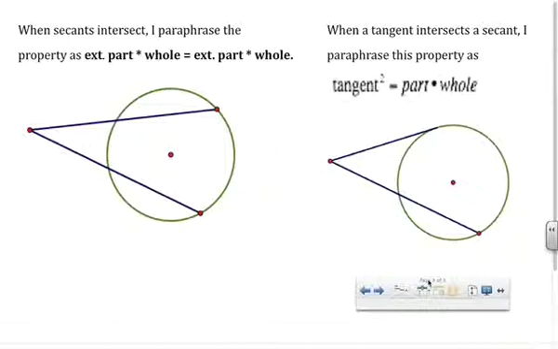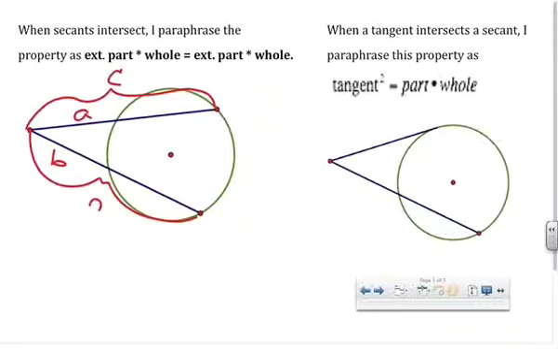But here, for the two secants intersecting, notice that I've given you the property in your notes that the external part times the whole secant will equal the external part times the whole secant. So if I put some variables into this diagram to help gel things together, if this A is the external part of one secant and C is the whole secant, and this B is the external part of the other secant, where this D is the whole secant, the equation I could set up would be A times C equals B times D.